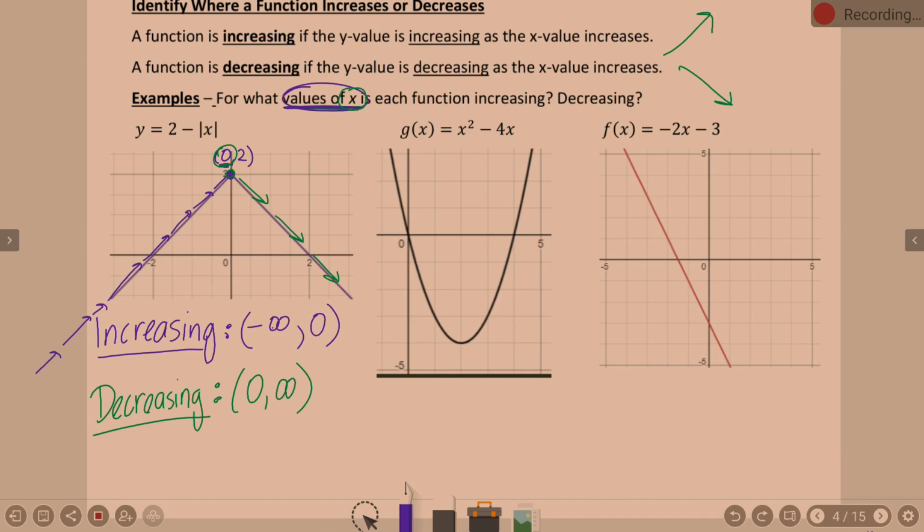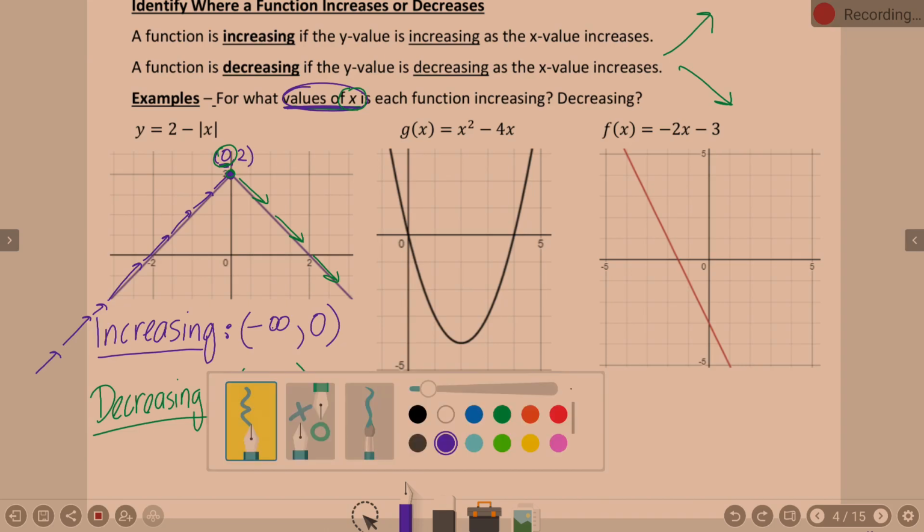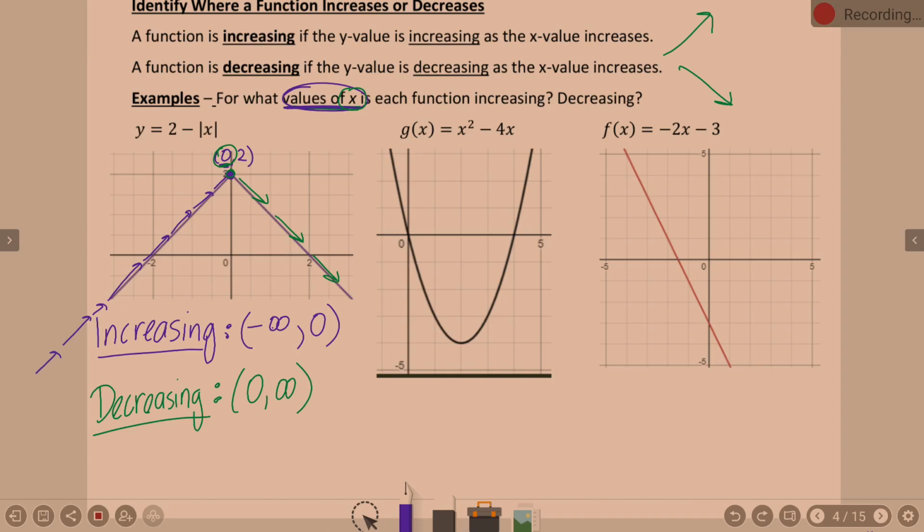g of x is equal to x squared minus 4x. And here's my question. I'm always going to start at the left. As I start at the left, what's the first thing I'm going to be doing? I'm going down. Yes, it's always as I move left to right, and I'm going down. So this first portion of the graph is what? Decreasing. Where are we going to decrease to? Whatever that point is there. What is that point? Let's get that point as an ordered pair.